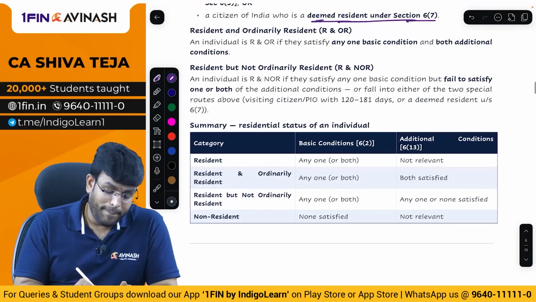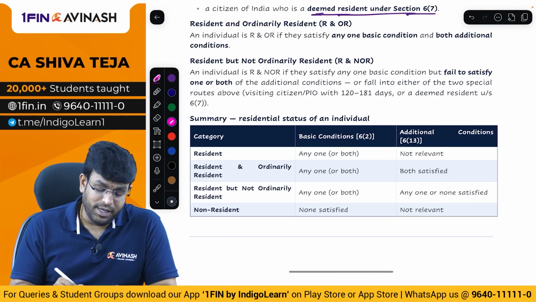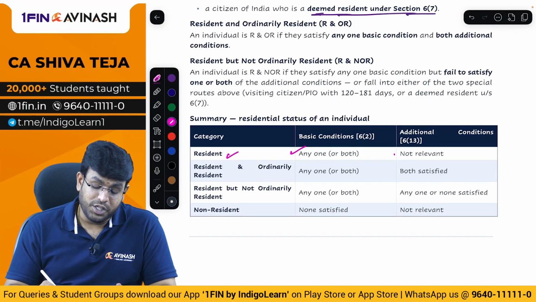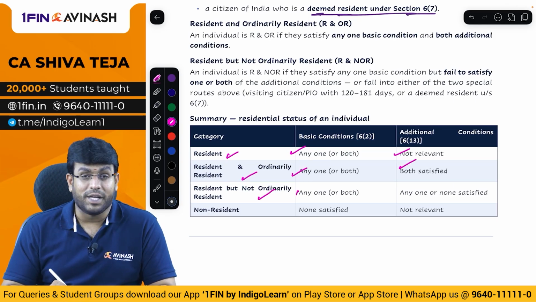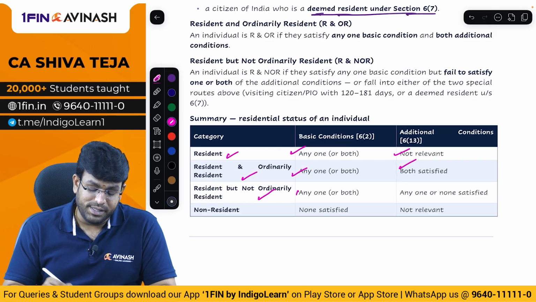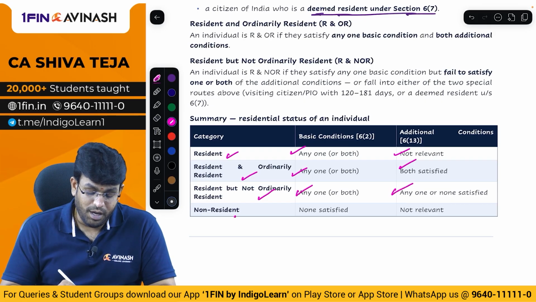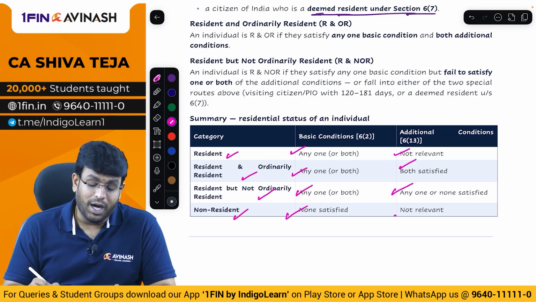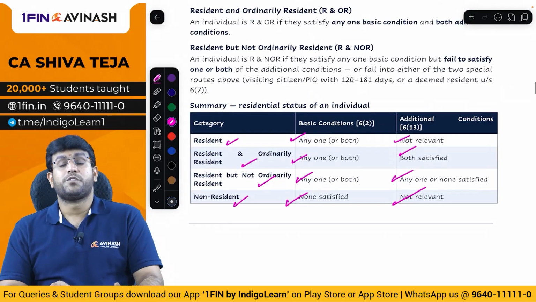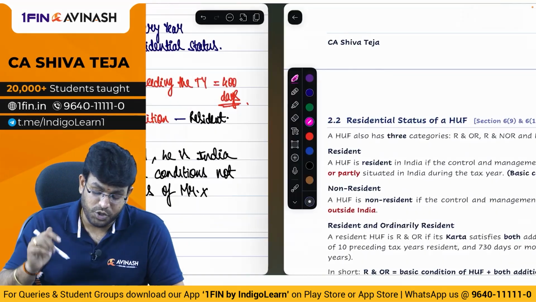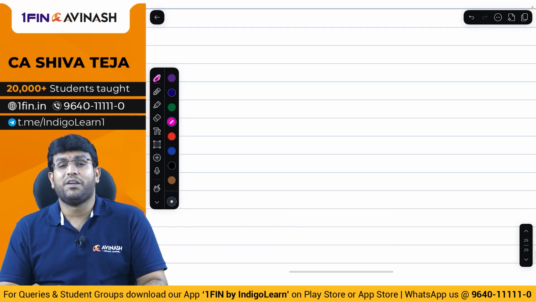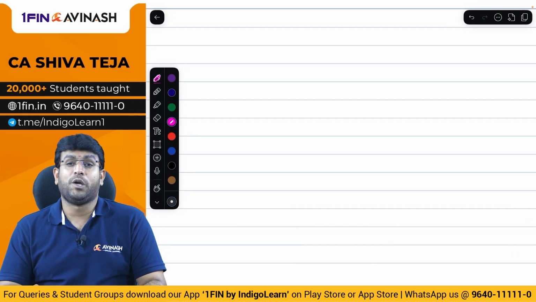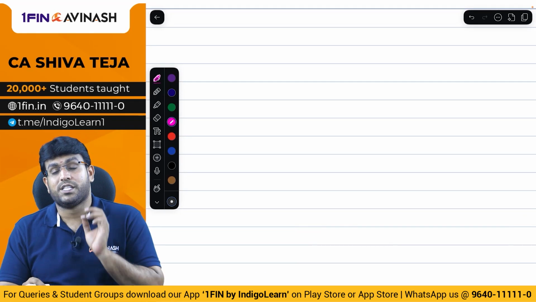So, summary. Basic: anyone satisfied is a resident. Additional: not relevant. RNOR: anyone, or both. ROR: we have to satisfy both additional conditions. RNOR: basic, anyone; additional, any one or none. Non-resident: none satisfied. Additional is not relevant at all. Speak out, my dear friends. That's the story of residential status of an individual. Very, very interesting concept and I'm pretty confident and sure it makes a lot of sense for all of us.